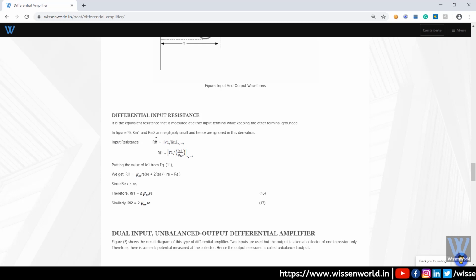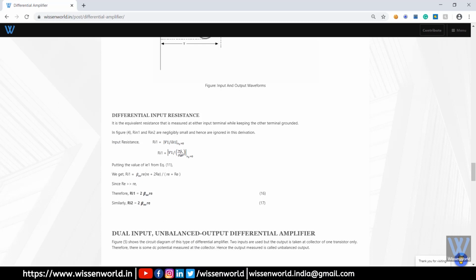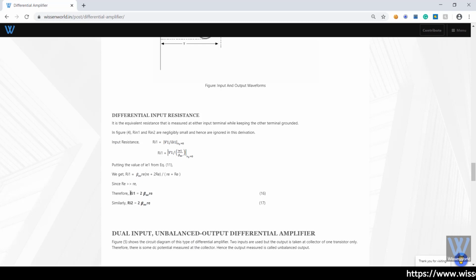So here you can see that Rin1 is equal to V1 by IB1 when V2 is 0. Now we can put the value of IB1, that is IE1 by beta AC, and we can put the value of IE1 that we calculated above, and by simplifying we come to the result Rin1 is equal to twice beta AC into Re, where Re is the emitter resistance. Similarly, we can find Rin2, that will come out to be the same value.